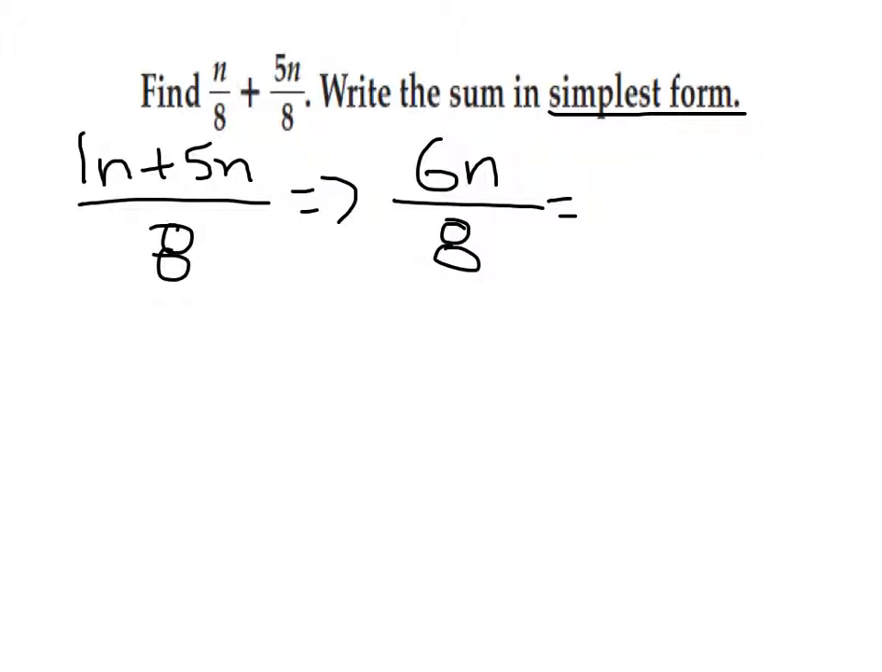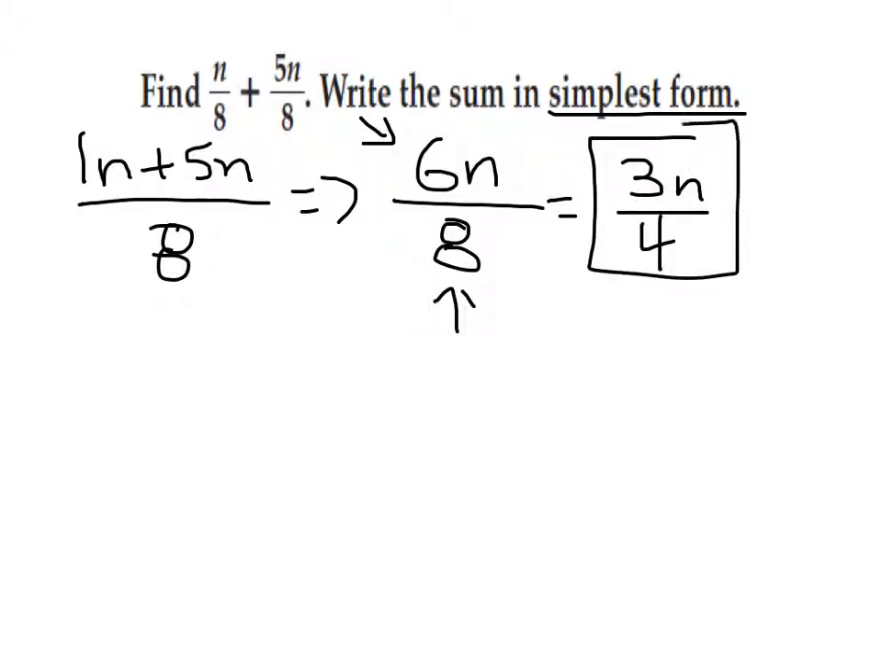We got to keep in mind that it says simplest form. Our whole numbers are our 6 and 8. As a fraction, it can be reduced to 3 over 4, and the n remains in the numerator.